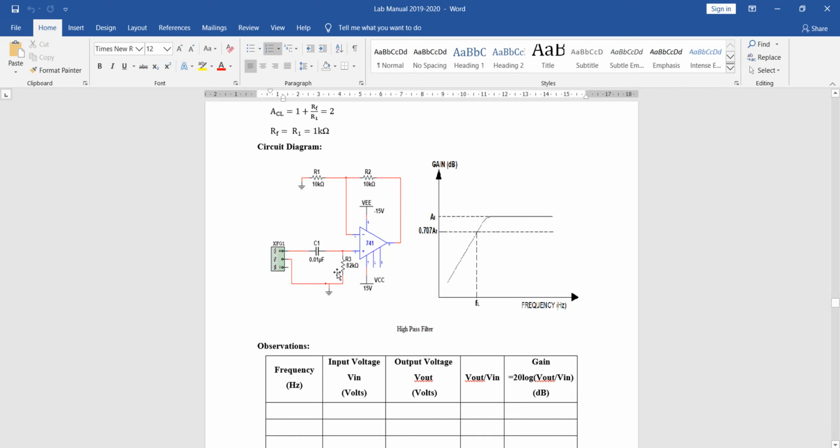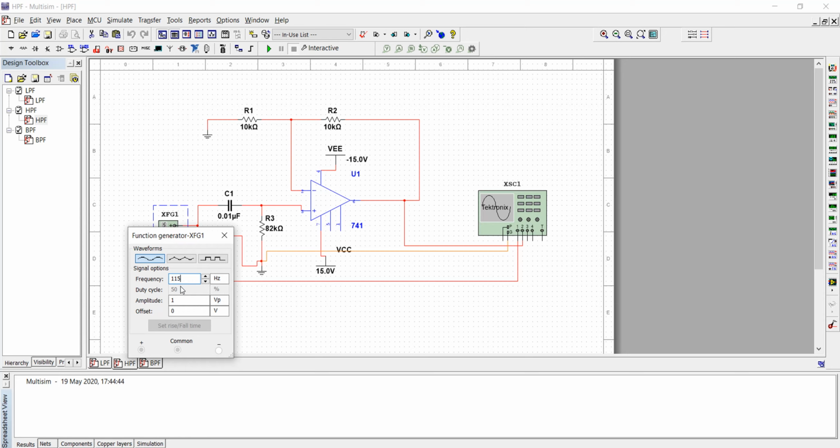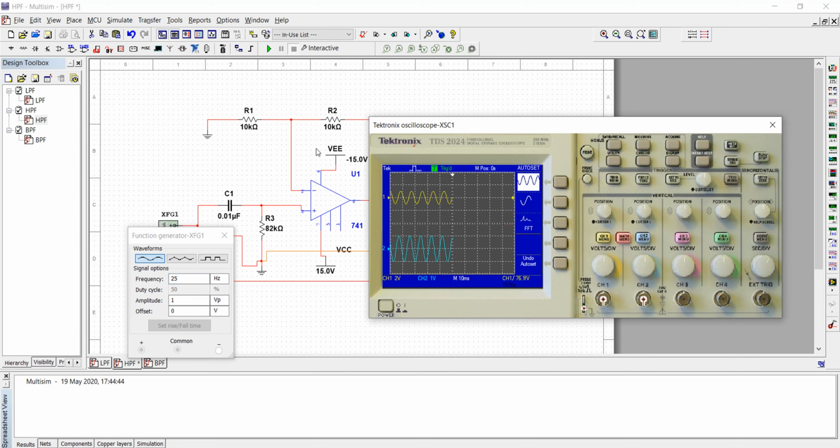So moving on to the simulation part of this particular circuit. This will be the circuit diagram of the high pass filter, where the positions of R and C are interchanged, and the R value is 82 kilo ohms. So directly we will be moving on to the simulation part of this circuit. Initially I will set the frequency of the sine wave to 25 Hertz, amplitude 1 volt peak. So peak to peak will be equal to 2 volts, and we use the oscilloscope to observe the waveform.